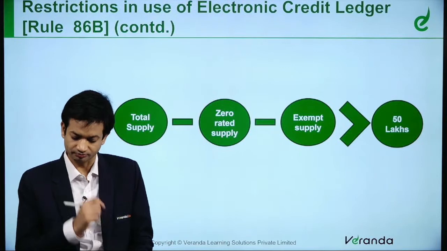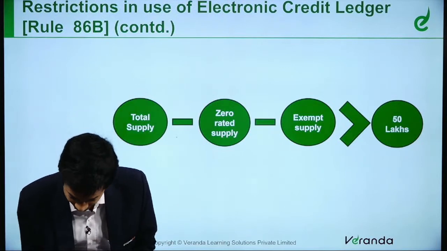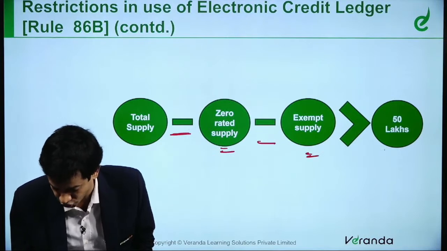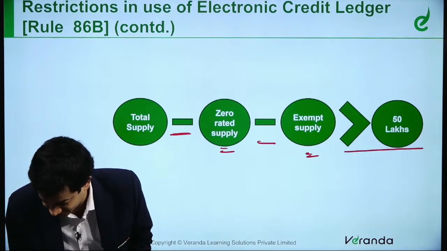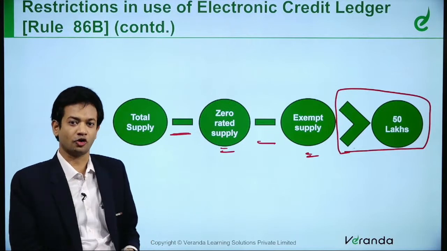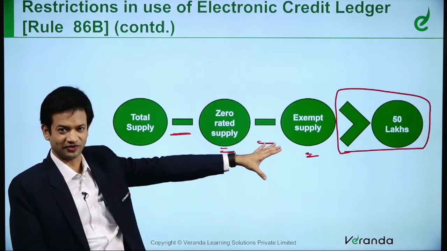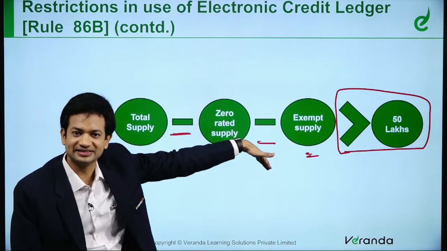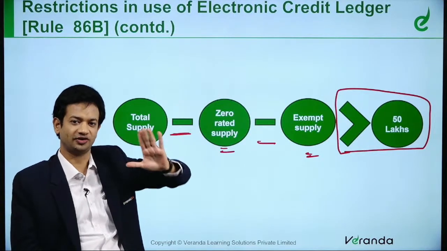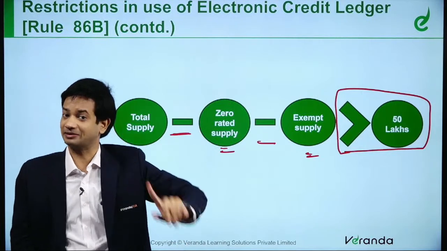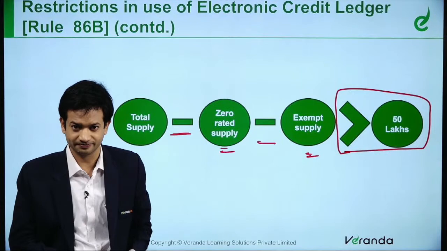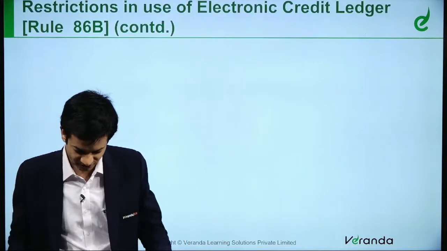Next. So total supply minus zero rated supply minus exempt supply should be more than 50 lakhs, right? If it is more than 50, yes, the rule is applicable, subject to certain exceptions which we will see now. I have given an example also. I hope the concept is very clear, right?